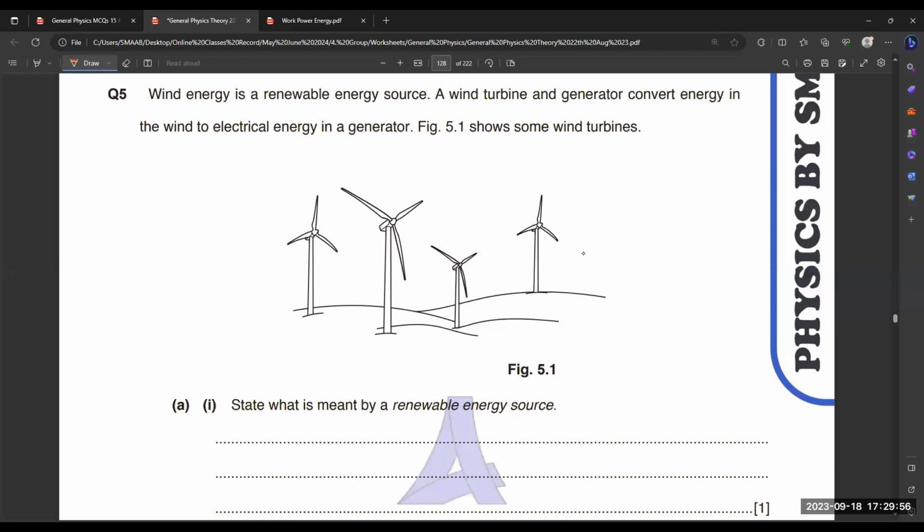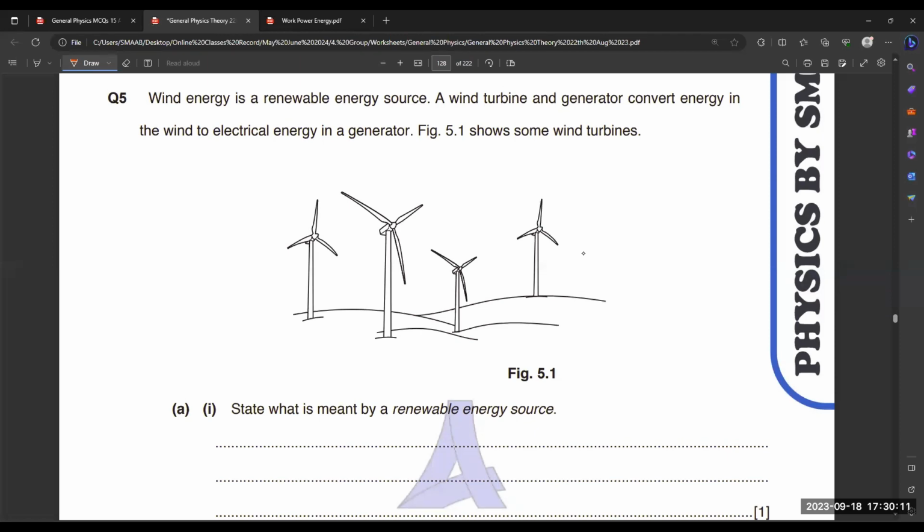Okay, question number 5. Just read the question because this is theoretical and Zohaib wants to answer. Okay, Zohaib, you may answer.